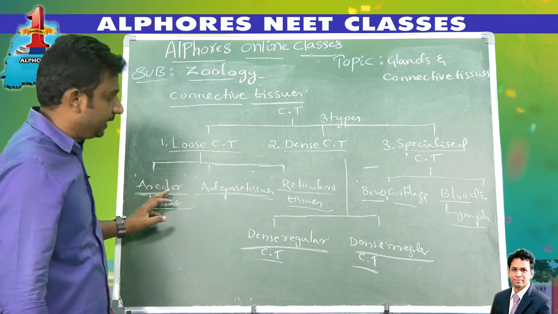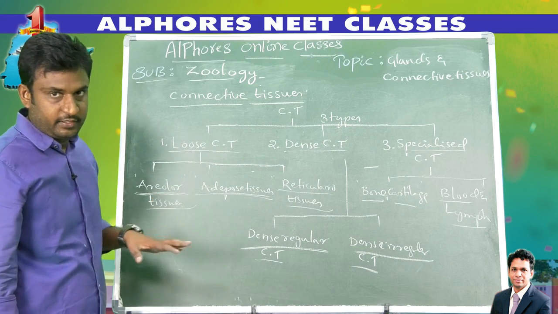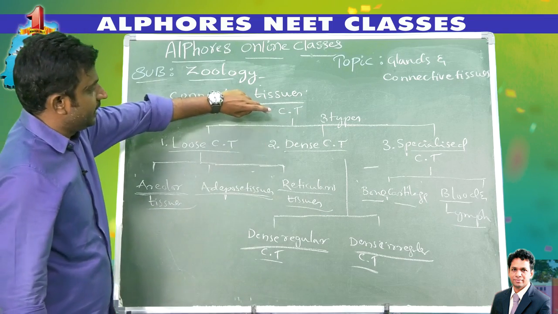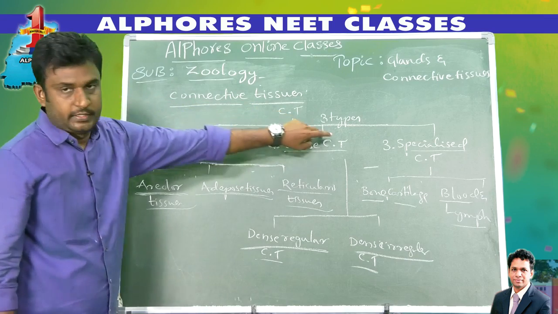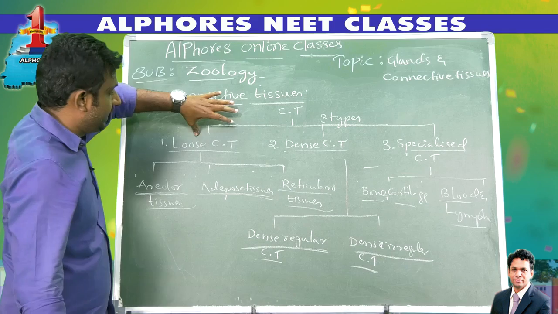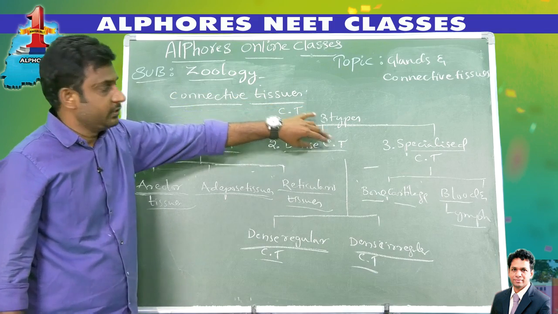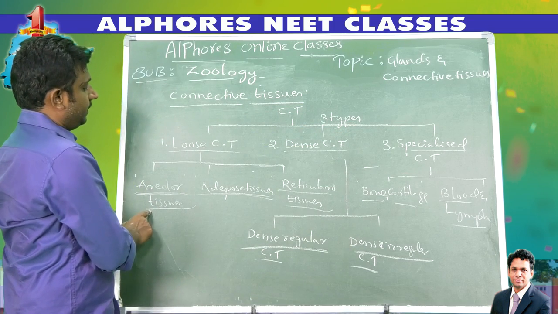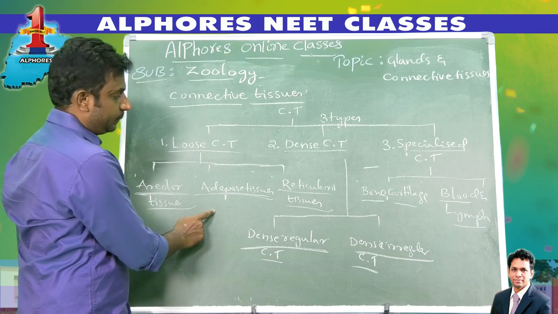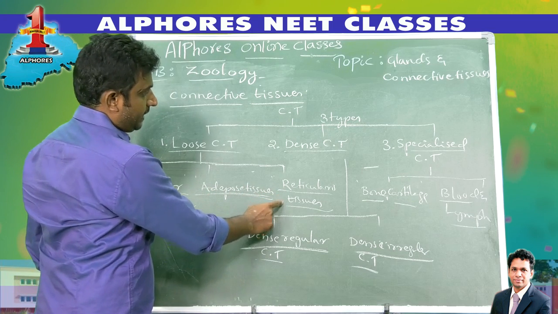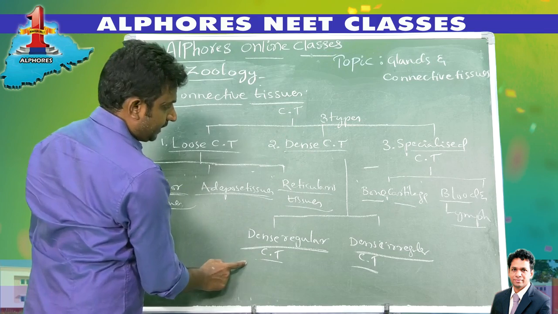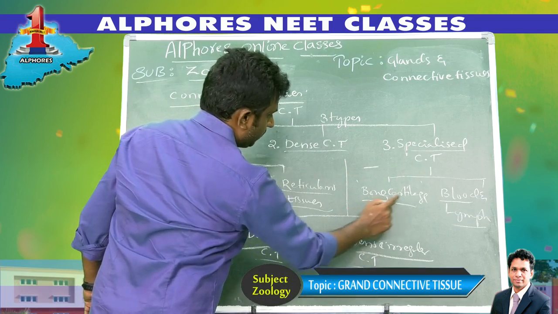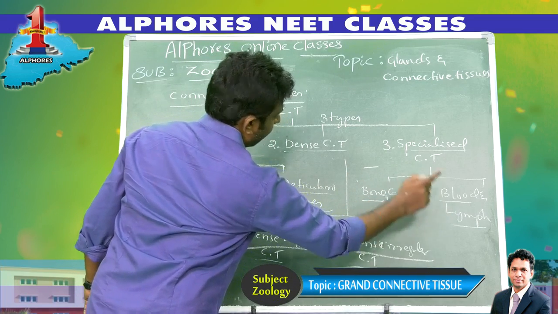So first one, areolar tissue. All of you understand the classification of connective tissues. Connective tissues are classified into three groups: loose connective tissue, dense connective tissue, and special connective tissue. Loose connective tissues are areolar connective tissue, adipose tissue, and reticular tissue. Dense connective tissues are dense regular and dense irregular. Special connective tissues are bone, cartilage, blood and lymph.